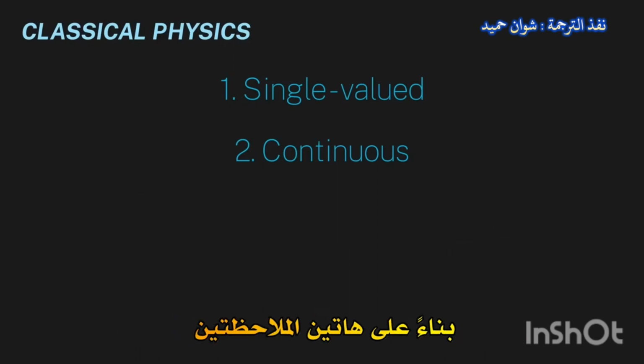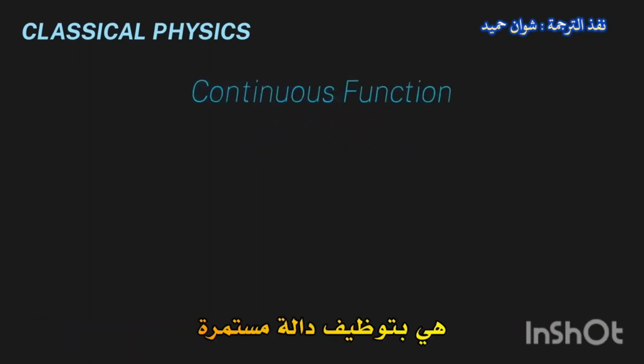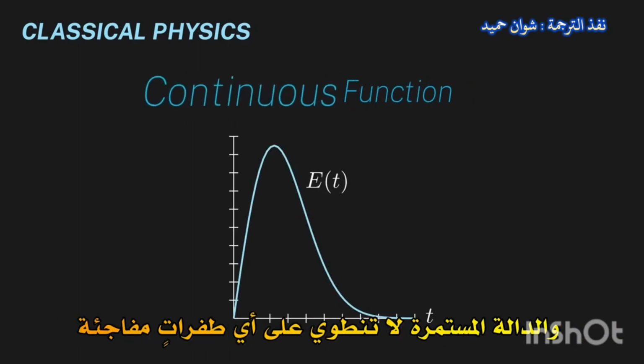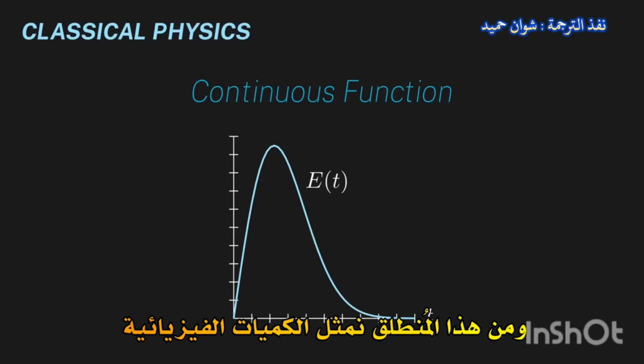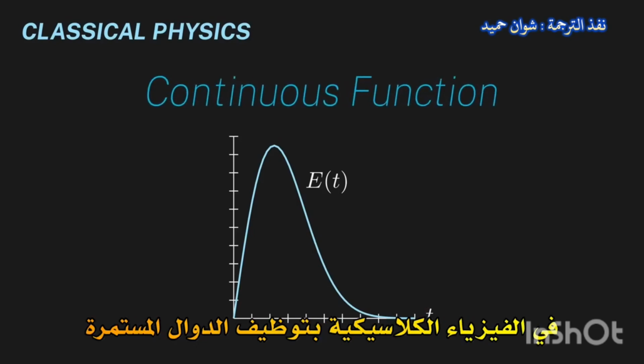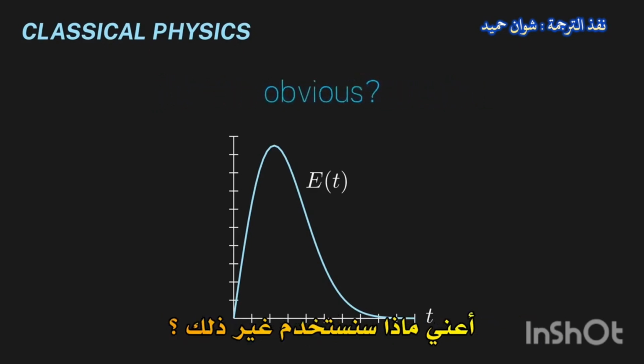Given these two observations, it hopefully seems clear that the way to model these physical quantities is with a continuous function. A function, by definition, only takes on one value at any single time, and a continuous function doesn't have any sudden jumps. So, this is why in classical physics, we represent physical quantities with continuous functions. Now, this may seem kind of obvious. I mean, what else would we use?